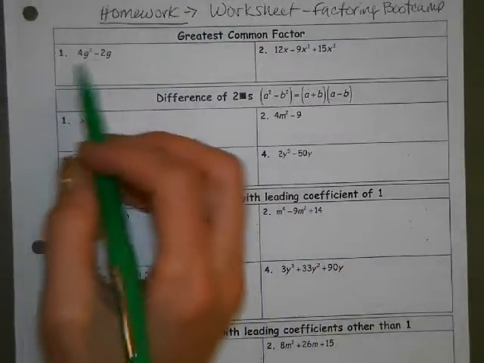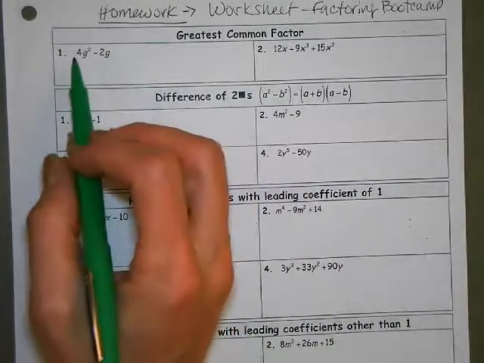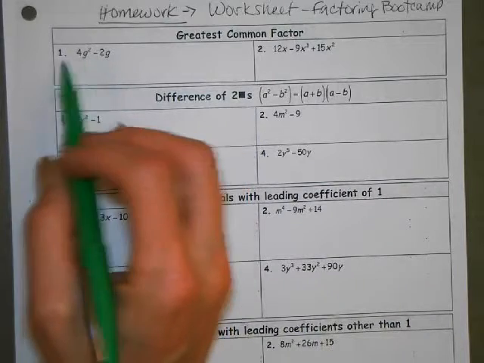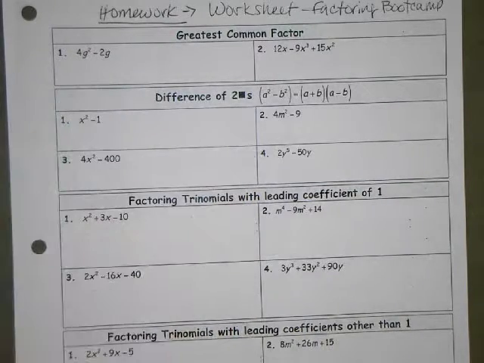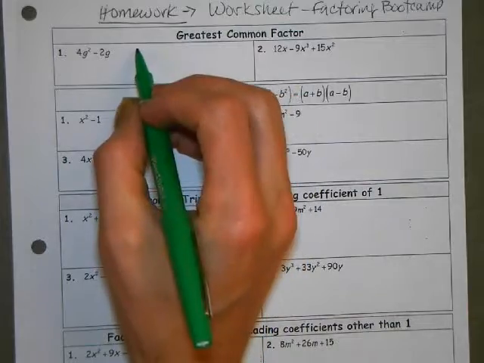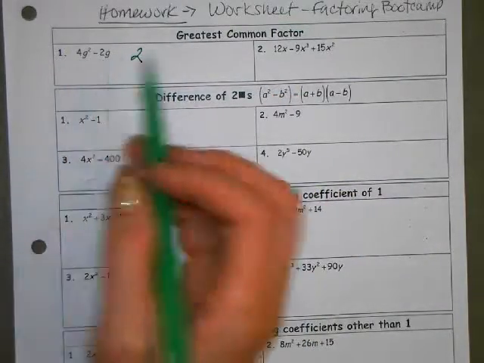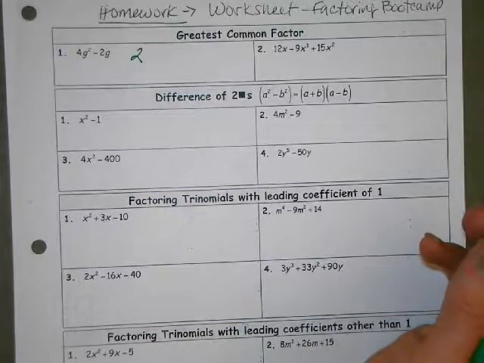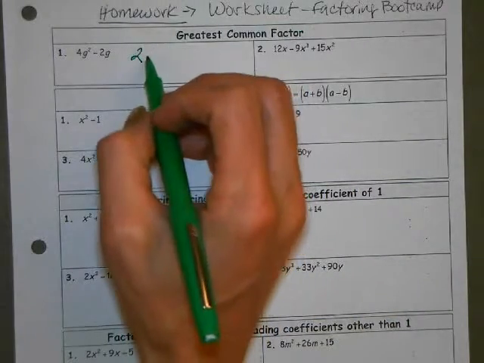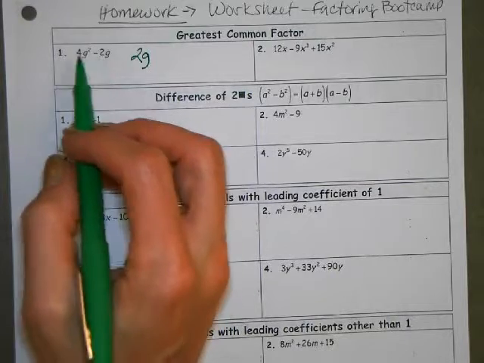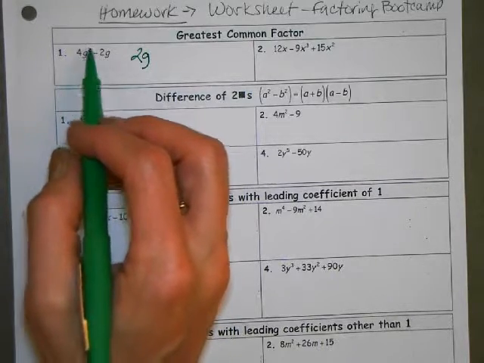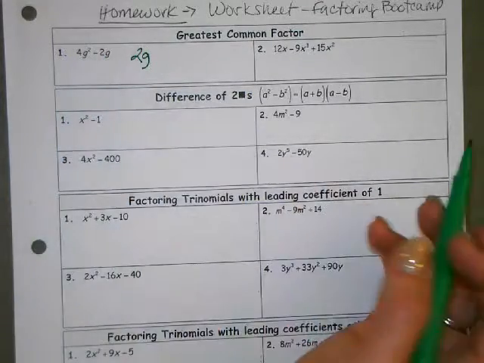So when looking at the greatest common factor for number one, what is the greatest common coefficient number that can be pulled out of 4 and a negative 2? A 2. Okay. And what is the greatest common factor in regards to the variable you could pull out? G. Okay. So 2G is common to both the 4G squared and the negative 2G, right?